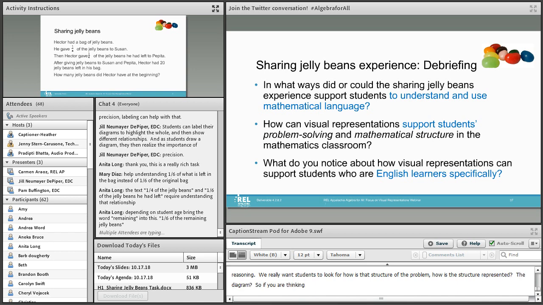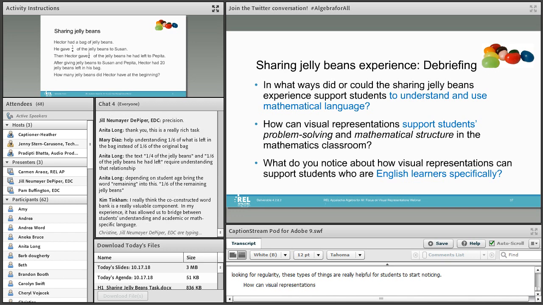the diagram. So if you're thinking about Math Practice 7, look for and make use of structure, or Math Practice 8, where you're looking for regularity. These types of things are really helpful for students to start noticing. How can visual representation support students' problem solving and mathematical structure in the classroom?